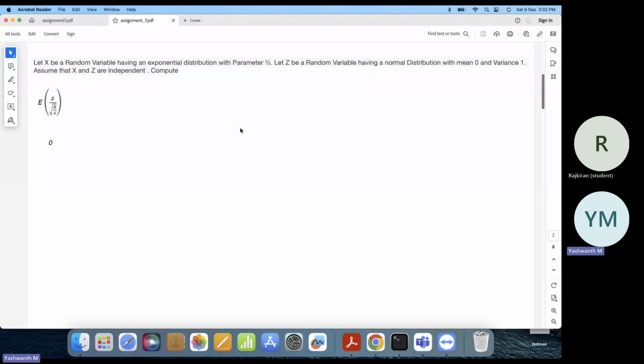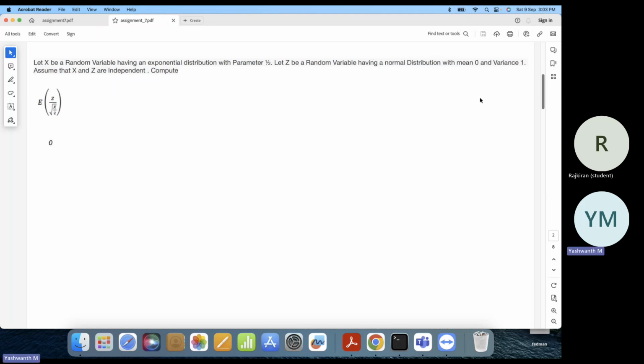Okay, so yeah, X is a random variable with exponential distribution with some parameter, and Z is a normal random variable with zero mean and unit variance. Assume that X and Z are independent. Compute E of Z given root of X by 2.